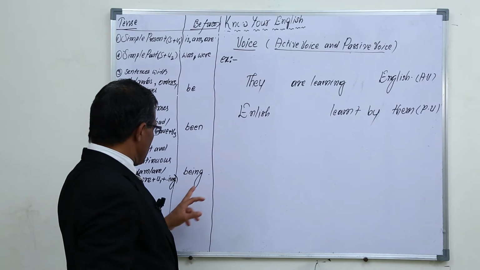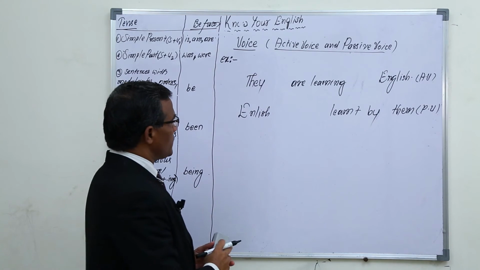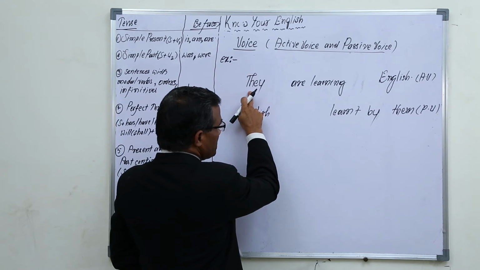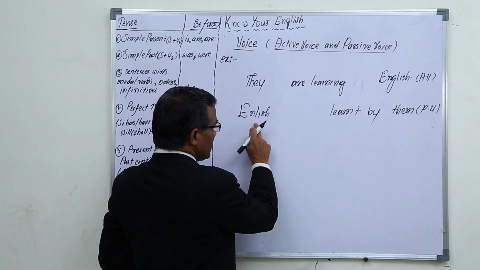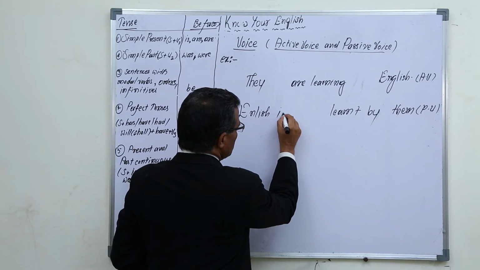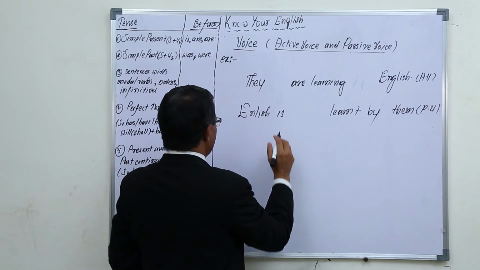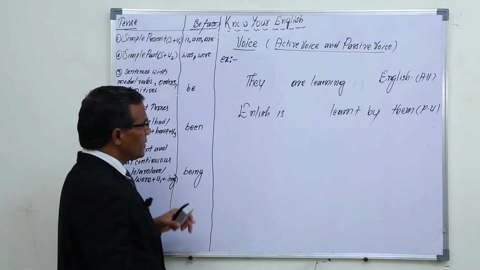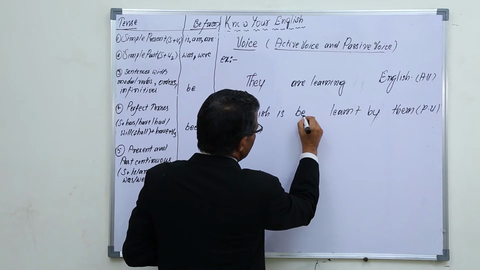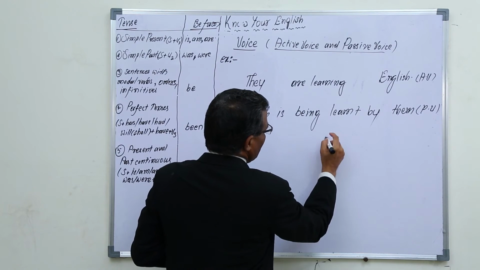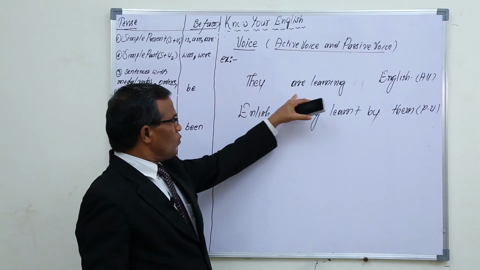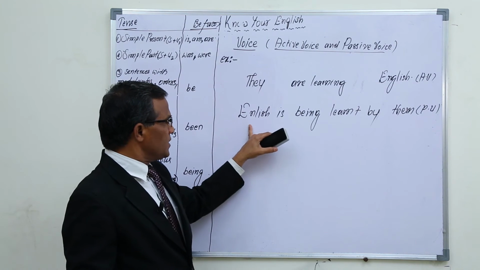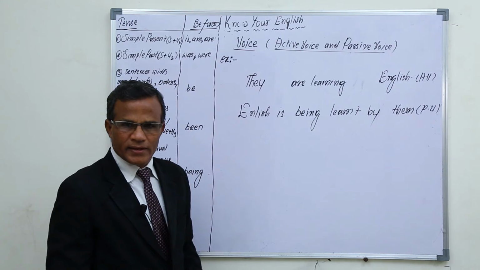When it is continuous tense, the be form is being. Here, they is the subject and it is plural, so are is used. But when it is singular, we have to use is, no? English is, then the be form is being. Being: English is being learnt by them. If it is past, they were learning English. English was being learnt by them.